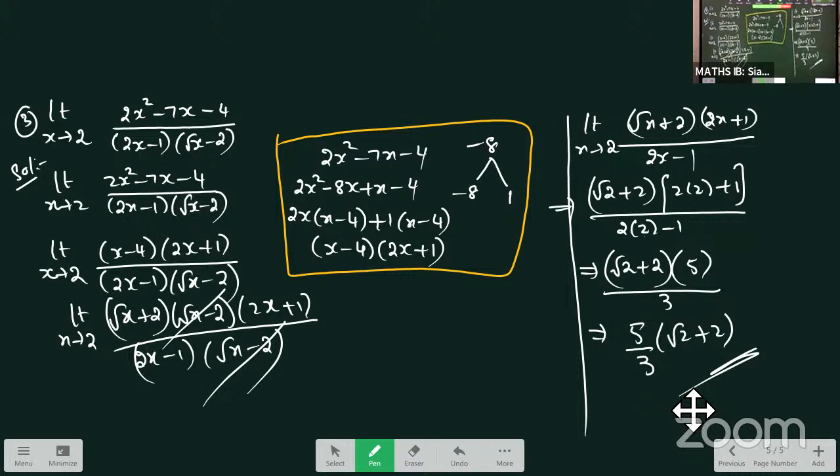Let's go through the question. If you have any doubt, you can ask. Next question. There is one more interesting question in it.